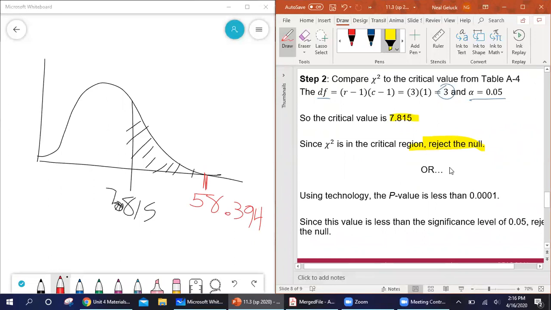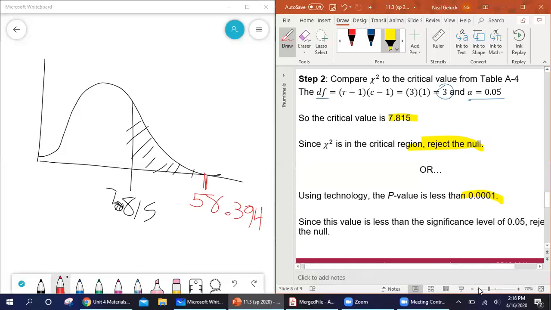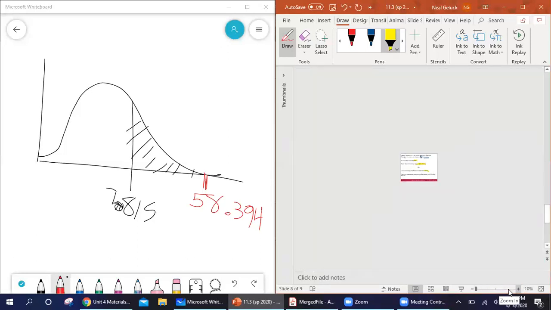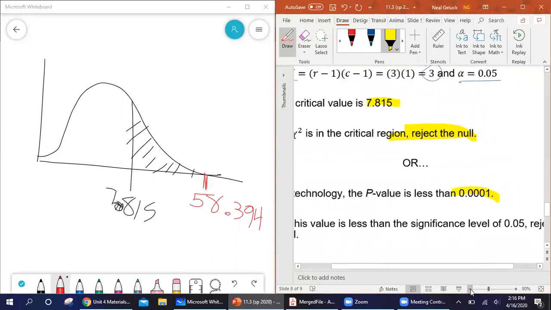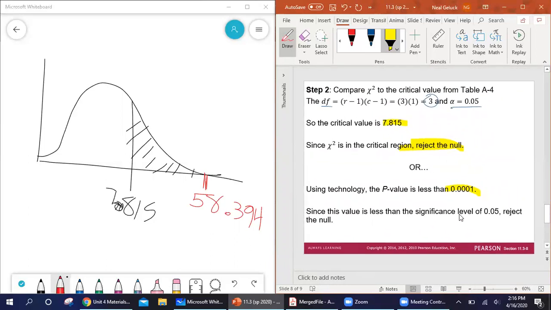Had we used technology, which don't worry about it, because we won't be doing that on the test, your p-value is super duper small. Remember, if the p is low, the null must go. So either way we slice it, oops, that is way too small. That's way too big. Let's try this again. Learn technology. There we go. Either way, we reject the null.